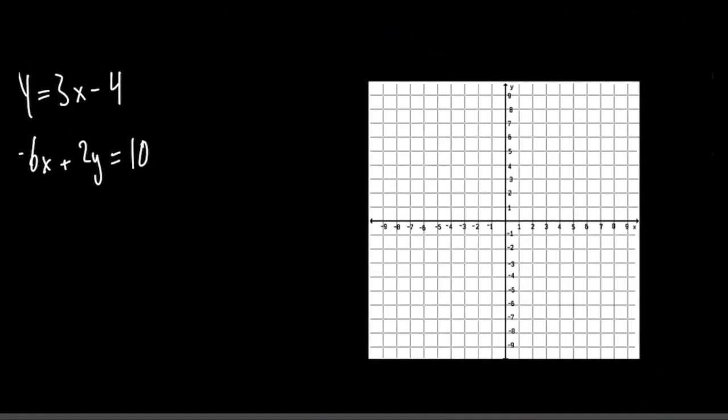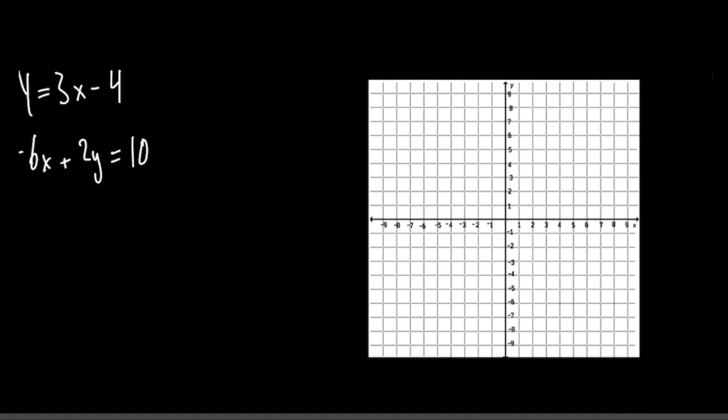In this example, we have y equals 3x minus 4 and negative 6x plus 2y equals 10, right? So what we're first going to do is find the slope and the intercepts of each line. So starting off with y equals 3x minus 4, we know that the slope is equal to 3, right? And the y-intercept is 0, negative 4, right?